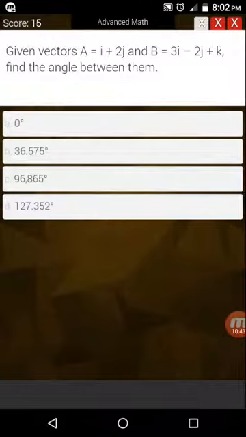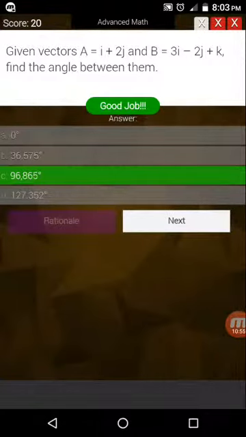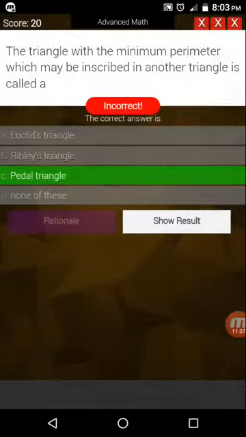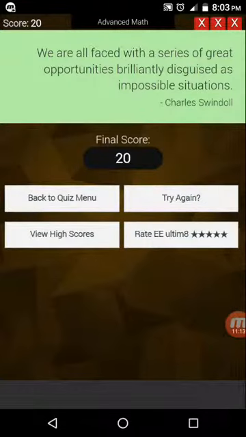Given vectors A equals i plus 2j and B equals 3i minus 2j plus k, find the angle between them. Answer is 68.65 degrees. The triangle with the minimum perimeter, which may be inscribed in another triangle, is called a pedal triangle. Is correct. Show result. I have 20 score. "We are all faced with a series of great opportunities, brilliantly disguised as impossible situations," according to Charles Swindoll. Back to menu.